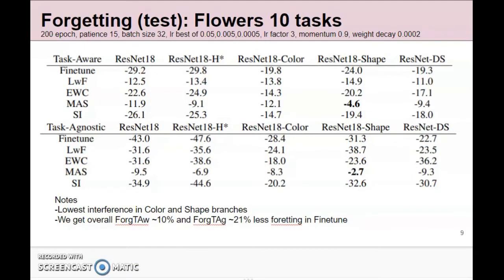For the case of forgetting, we have analyzed the drop of accuracy between the tasks. In the case of task aware, we get lower forgetting in the fine-tune case, and we get the lowest forgetting on the memory aware synapses. Also, we can see that for the shape case and the color case, we get the lowest forgetting in comparison to the state-of-the-art. For the task agnostic case, we get much lower forgetting on the fine-tune case, about 20%, and we get the lowest forgetting for the memory-aware synapses.